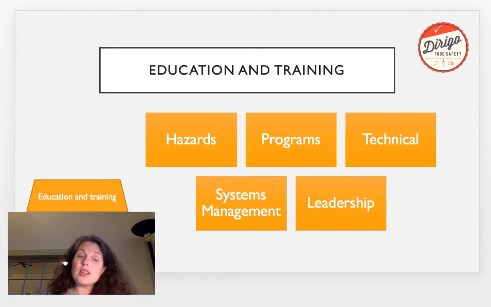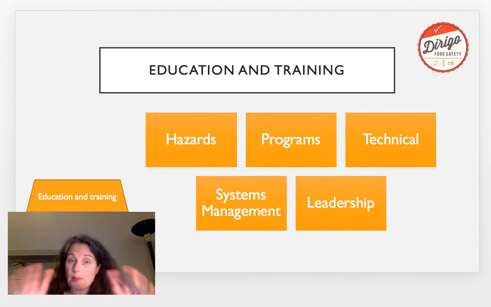So what about education and training? Well, education and training, as you remember, is the bottom of our pyramid. There are all different sorts of education and training out there, but there are some real keys that people need to know in order to be able to make safe food. They need to understand hazards. So remember when I talked about physical, chemical, and microbial hazards? That's coming up, I promise.